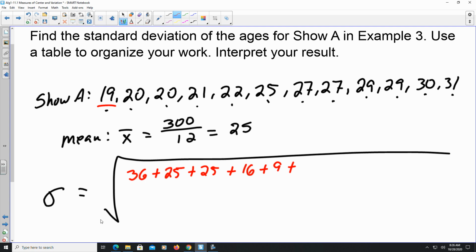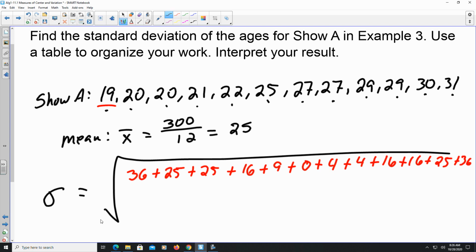Plus 25 minus 25 is 0, 0 squared is 0, plus 27 minus 25 is 2, 2 squared is 4, plus 27, so that's the same thing, that'd be 4, plus 29, that'd be 4, so that's 16, plus 29, so that's also 16, plus 30 minus 25, square that, that's going to be 25, and finally 31 minus 25 is 6, and then we go 36.